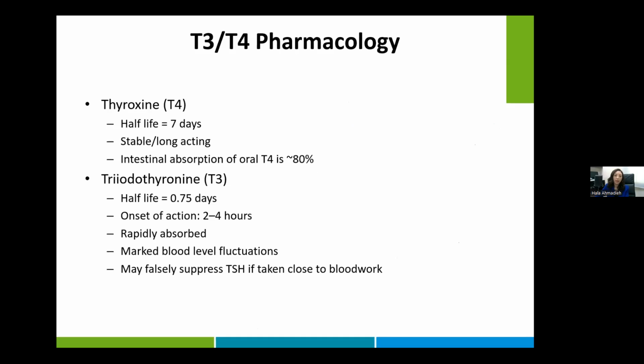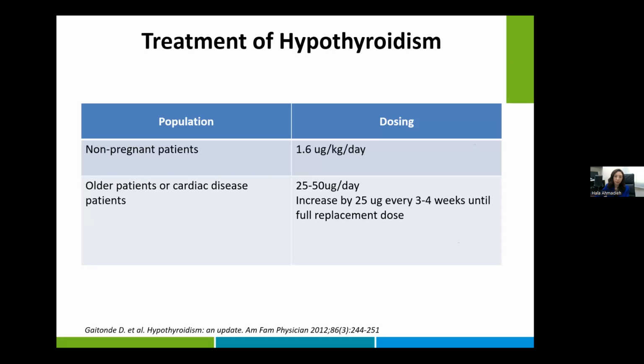And the reason for that is that the T4 has a long half-life. It's very stable and long-acting, and there's a very good intestinal absorption of it. And anyway, it will undergo peripheral conversion to T3, which is the active hormone. The problem with the T3 is that it has a very short half-life. The onset of action is usually 2 to 4 hours. It's very rapidly absorbed and it causes a lot of blood level fluctuations.